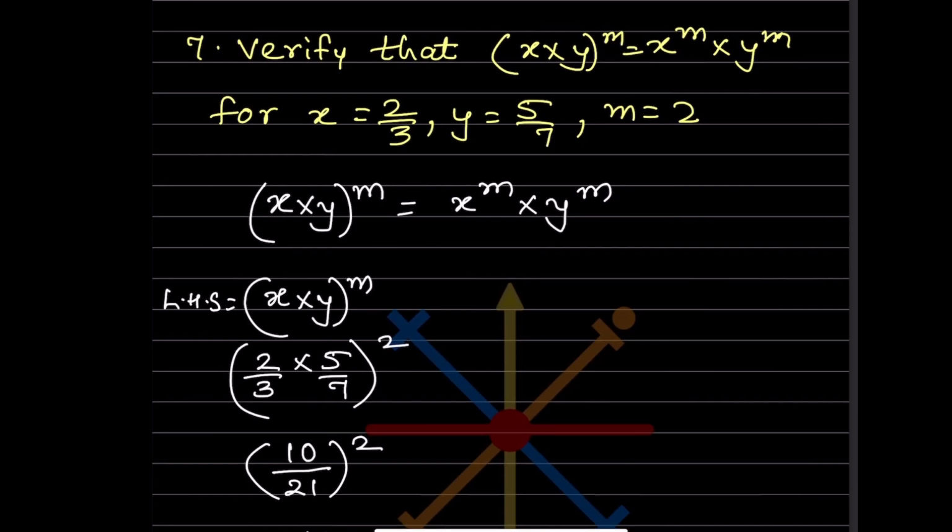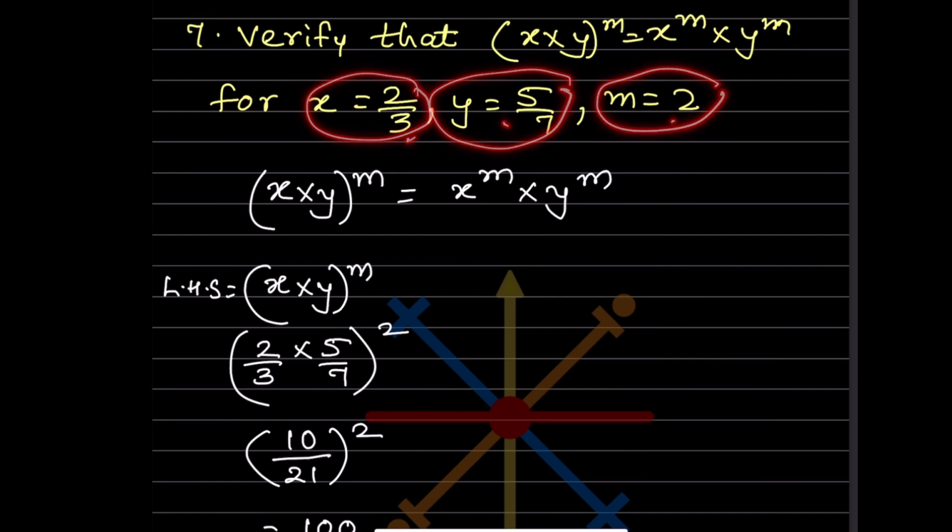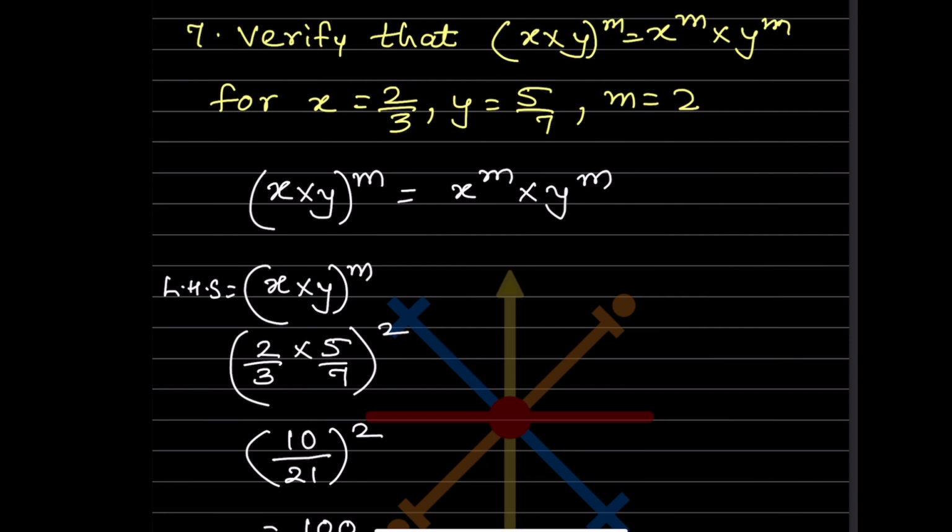So now here verify that x into y raised to m is equal to x raised to m into y raised to m. And the value of x is given, 2 by 3. The values are given, y and m values are given. So now let us write this one first, the same. And whenever it says verify, we will show that left hand side is equal to right hand side. So this is the left hand side, this is the right hand side.